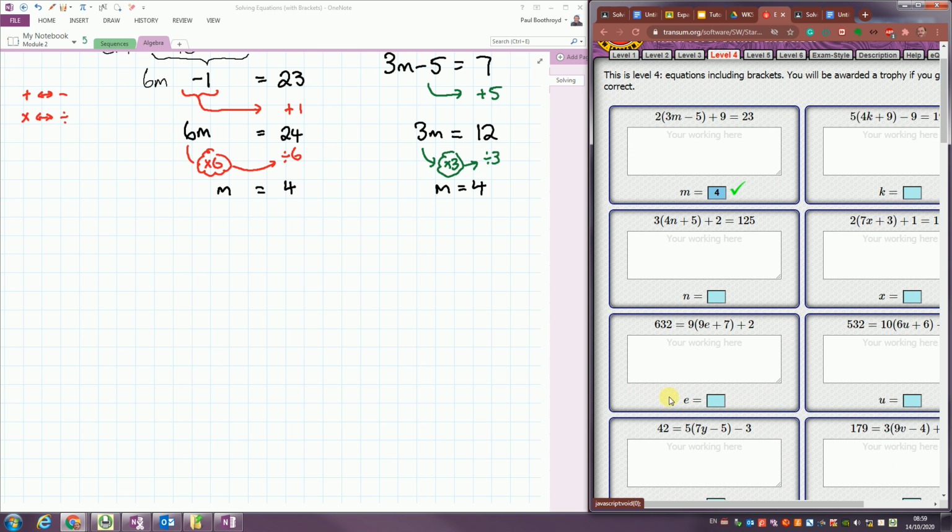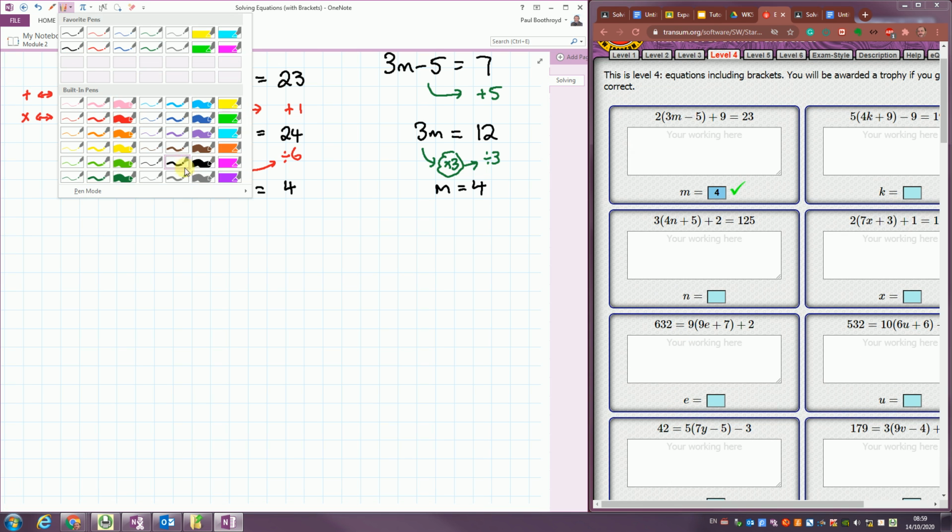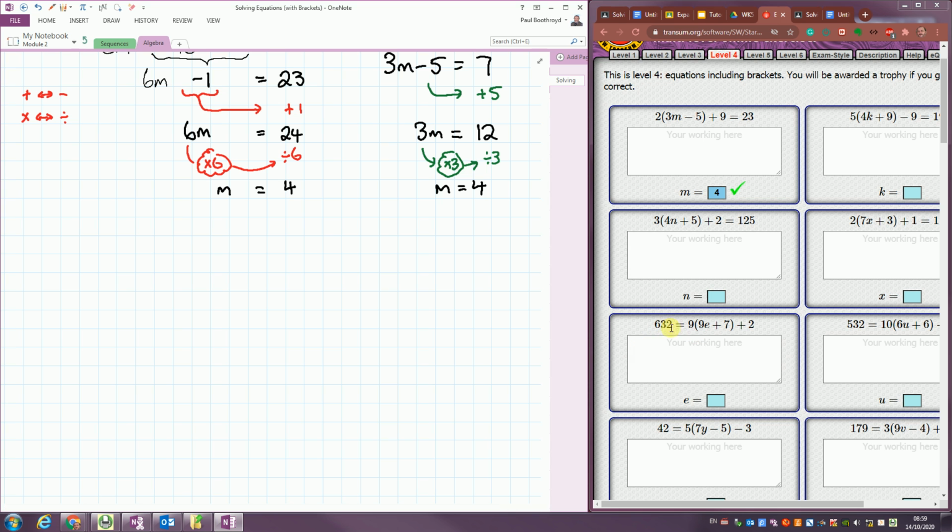So let's do another one. Let's do the 42 one, mainly because I don't like the really big number. This big number suggests to me that you're going to be doing that divide by 9 probably quite quickly. Actually, let's do it. 632 is equal to 9(e plus 7) plus 2. I'm going to subtract 2 from both sides. Actually, let's go both ways. So I'm going to do the green method first.